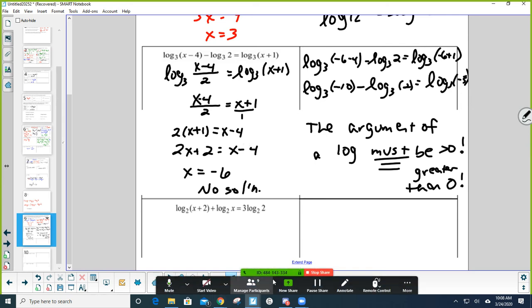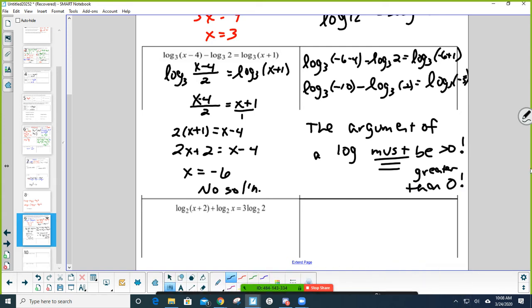Really, the procedure is the same as the first one we did, but you just have to check your answer, and that's what over here is for. So we're going to take a look at another one.